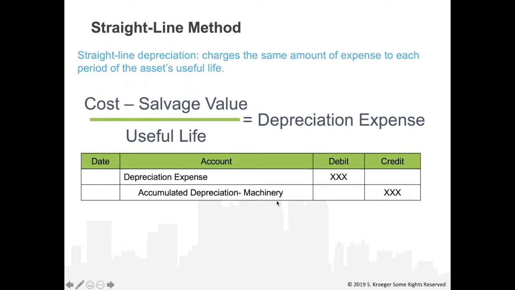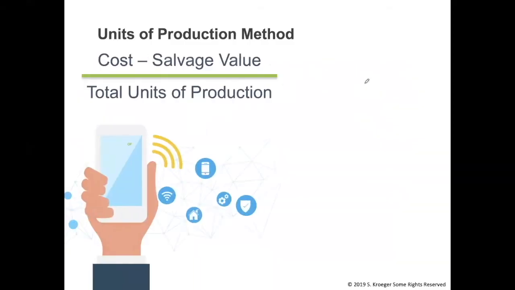In this case, I just put machinery, but it could be vehicle, equipment, furniture, building, that type of thing. The next one we will look at is the units of production method, also known as the units of activity method. The formula would be cost minus salvage value, which was the same as the straight line method, divided by total units of production or total units of activity, which I like to use, times the current units of production.